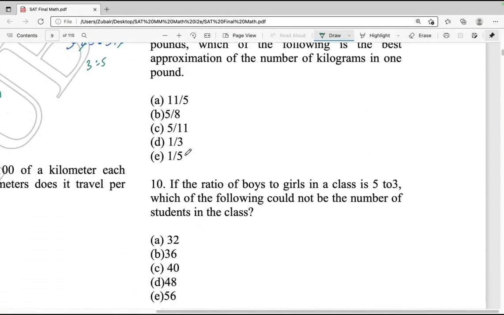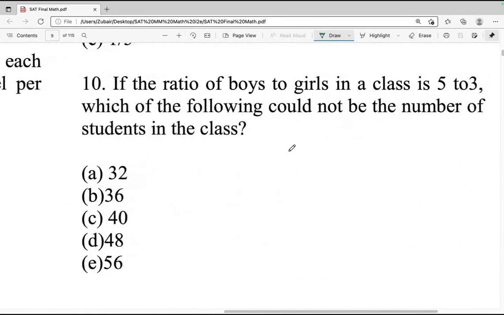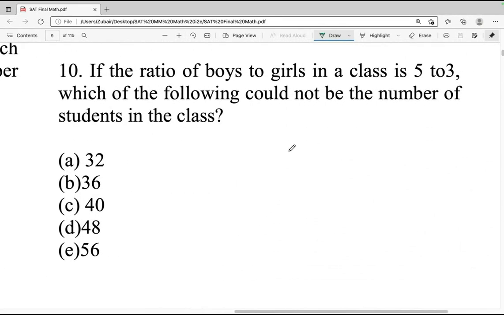Number 10. Now, in this topic, the difficulty level is not increasing. Ratio and proportion is at the same difficulty level. You just need to have the concepts cleared.